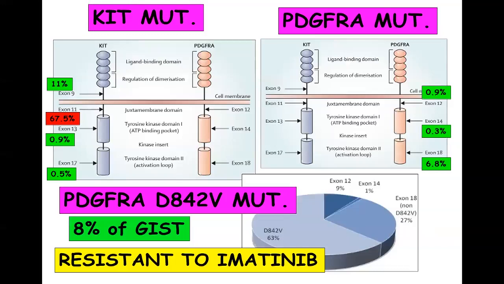Concerning PDGFR alpha mutation, the most important mutations are located in exon 18 and after in exon 14 and exon 12. 8% of GIST are PDGFR alpha D842V mutation, and this subtype is known to be very resistant to imatinib.